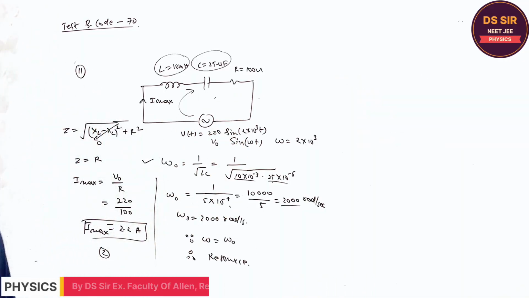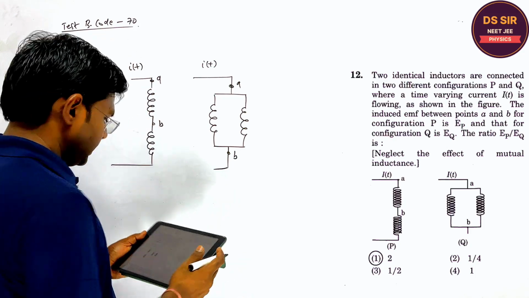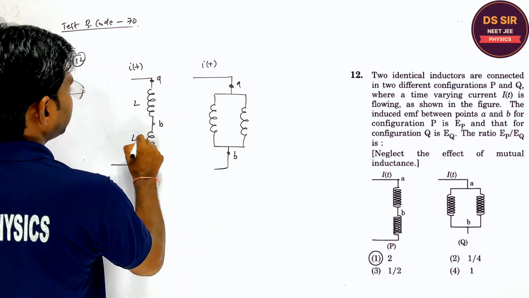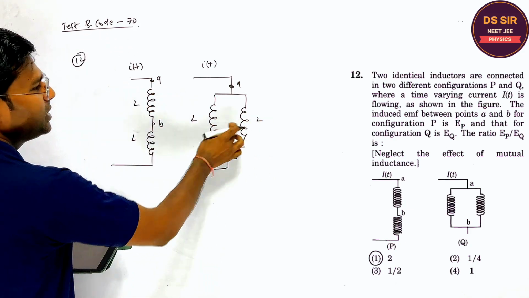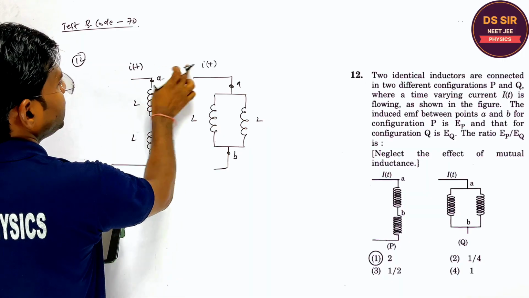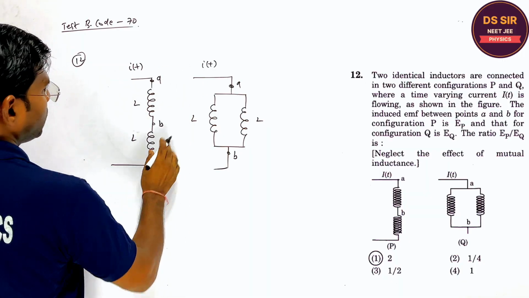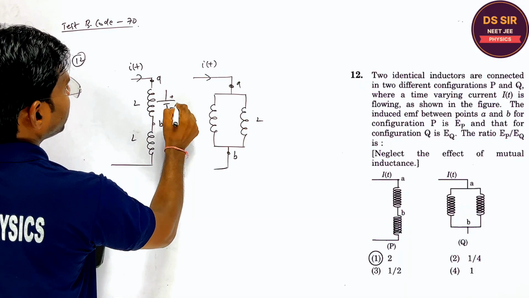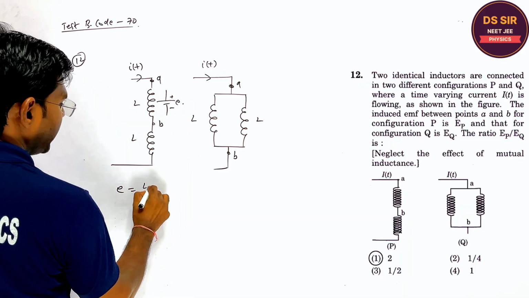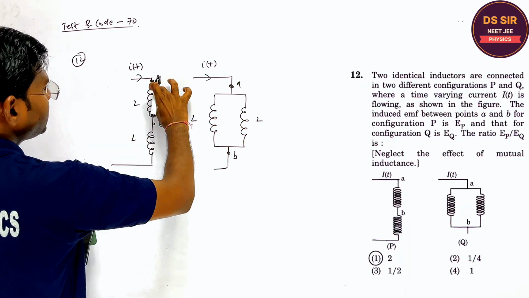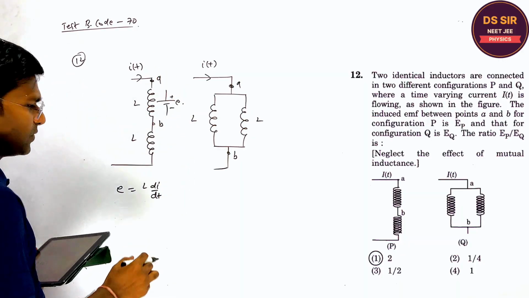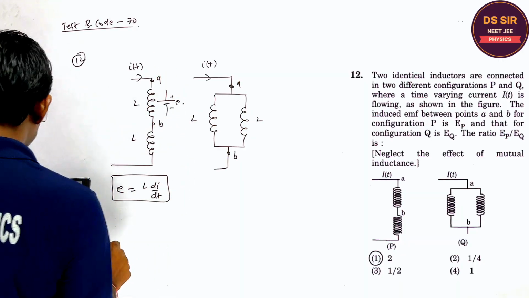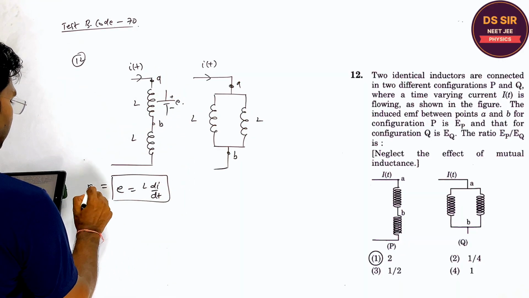Read question number 12. There are two inductors whose inductance is L. They are connected in series and in parallel, and the same time-variable current is flowing in the circuit. So what will be the induced EMF? It is L di upon dt, where L is the inductance and di upon dt is the rate of change of current. So this is the induced EMF in this case, and this is EP.